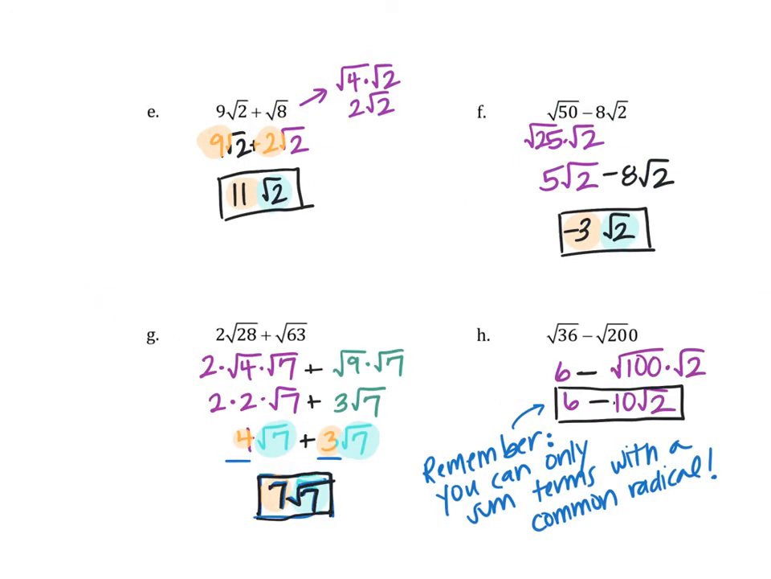Okay, so you can check your solution. So for E, I got 11 root 2. For F, I got negative 3 root 2. G, I got 7 square root 7. And H, I got 6 minus 10 root 2. Don't forget, you can only sum terms with a common radical, so that's why I could not combine the 6 and the negative 10 root 2.